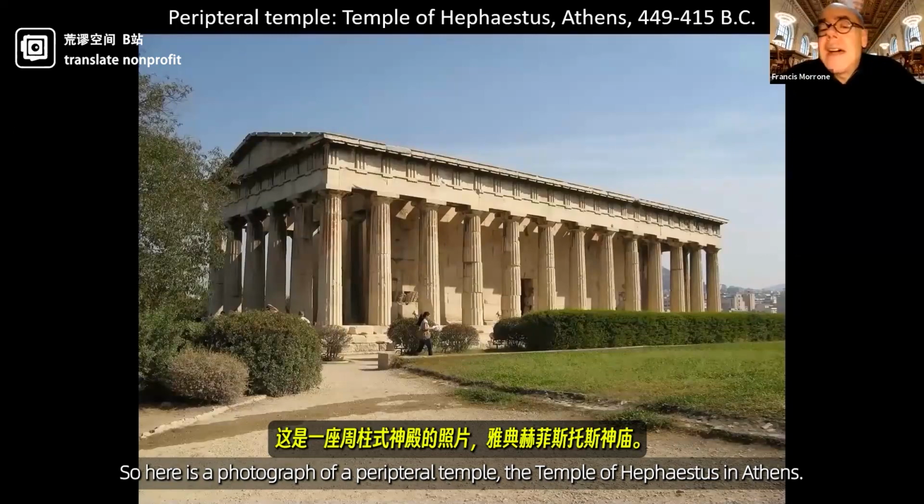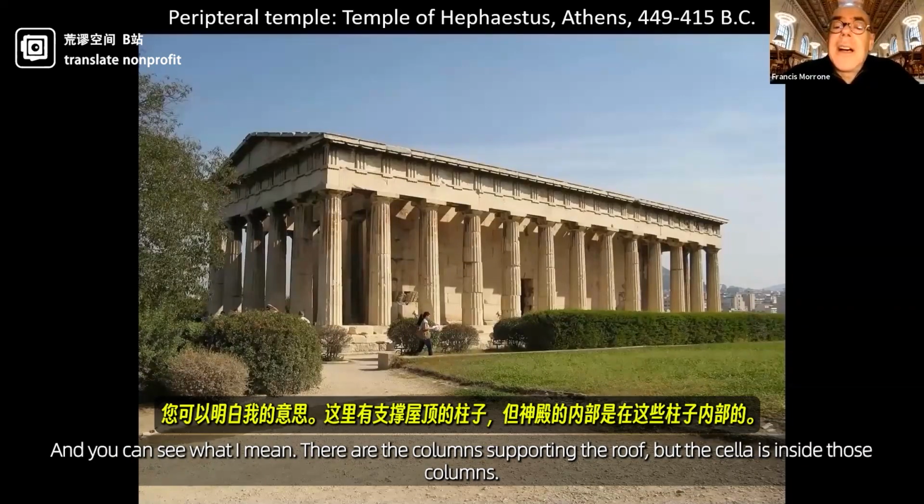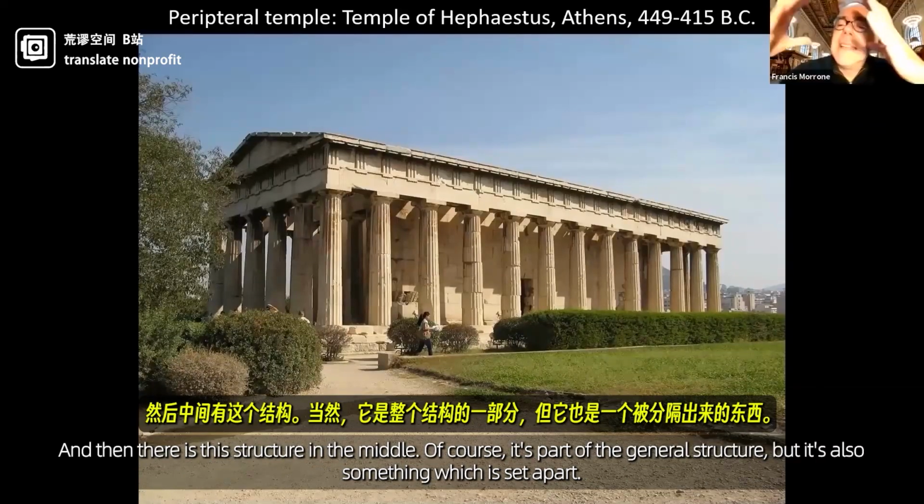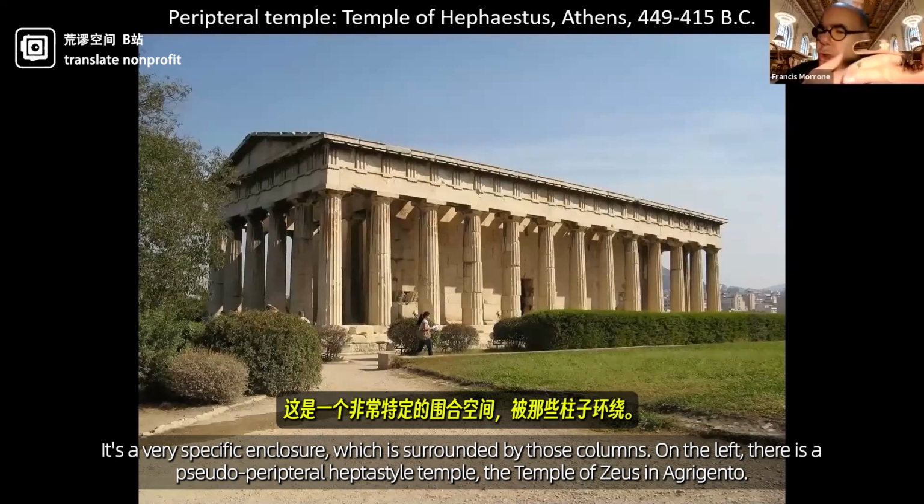So here is a photograph of a peripteral temple, the Temple of Hephaestus in Athens. And you can see what I mean. There are the columns supporting the roof, but the cella is inside those columns. It's almost like an open space, almost like a stoa, all the way around the temple. And then there is this structure in the middle. Of course, it's part of the general structure, but it's also something which is set apart. It's a very specific enclosure which is surrounded by those columns.